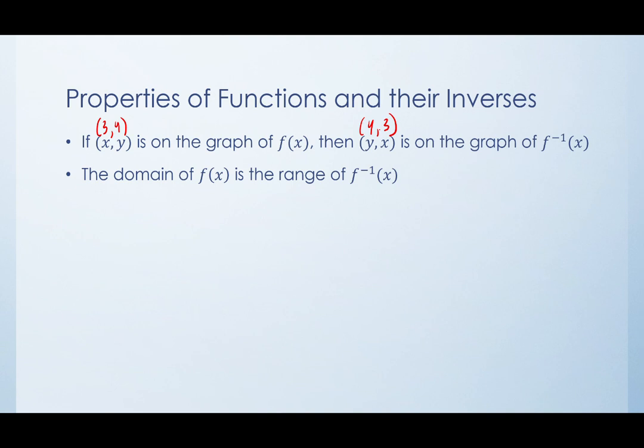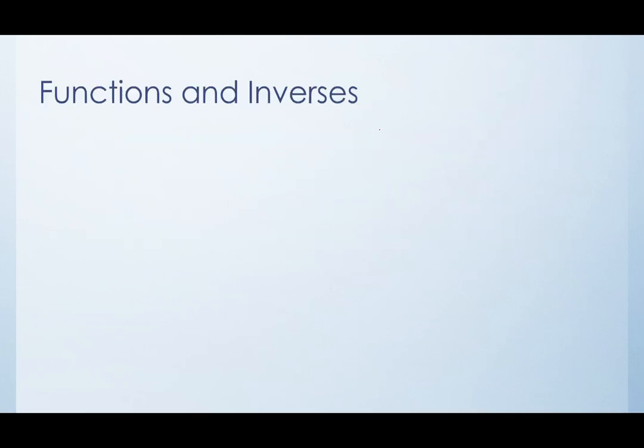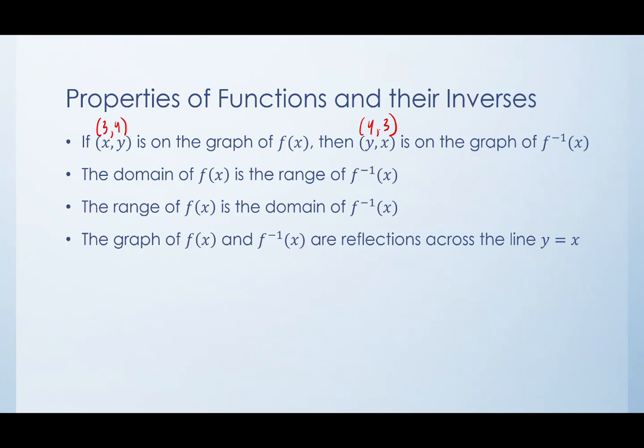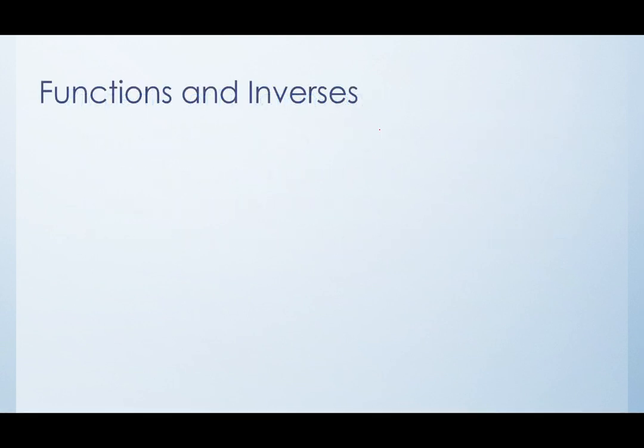And that happens exactly because of the definition, because we swapped x's and y's. And conversely, the range of f of x is the domain of f inverse. And of course the graphs of f and f inverse are reflections across the line y equals x. That 45-degree line, we've seen that in several problems so far. Okay.